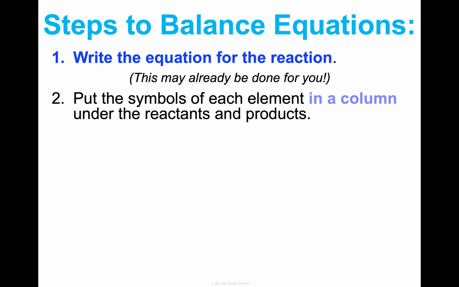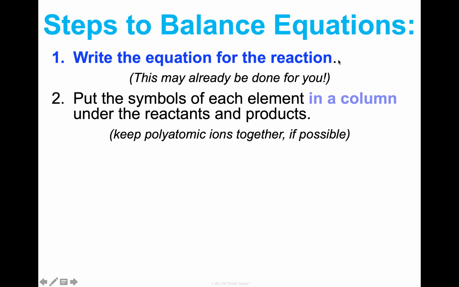Next thing you're going to do is put the symbols of each element in a column under the reactants and products, and keep your polyatomic ions together if possible, okay? So if you see a phosphate ion, PO4, keep it as PO4 if you can. Don't separate it out into P's and O's. That will make it more complicated. Only do that if you have to.